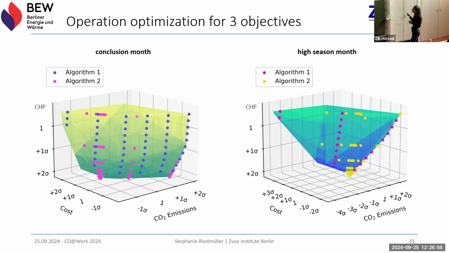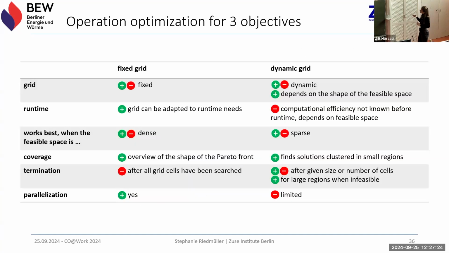the fixed grid gives you more information than the other algorithm. But for the shape of the Pareto front in this other month, the fixed grid only gives you limited information, while algorithm 2, the dynamic grid, really finds this edge of the region, which we couldn't find without it. So I think both algorithms are important, but for different applications. And this is why I try to compare them.